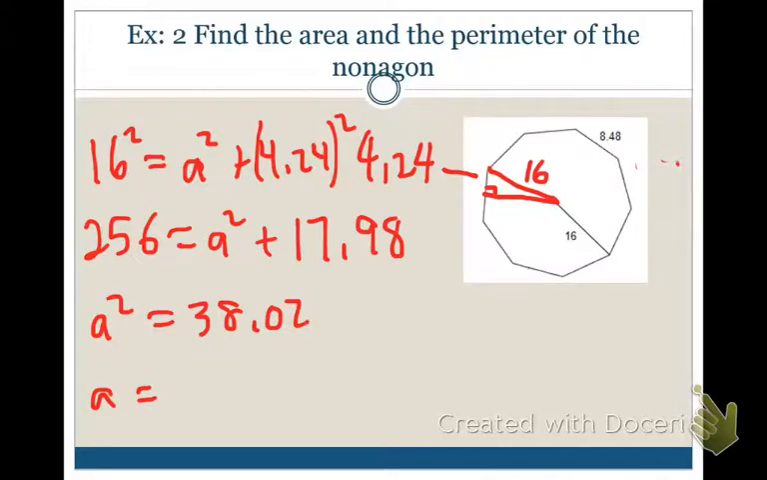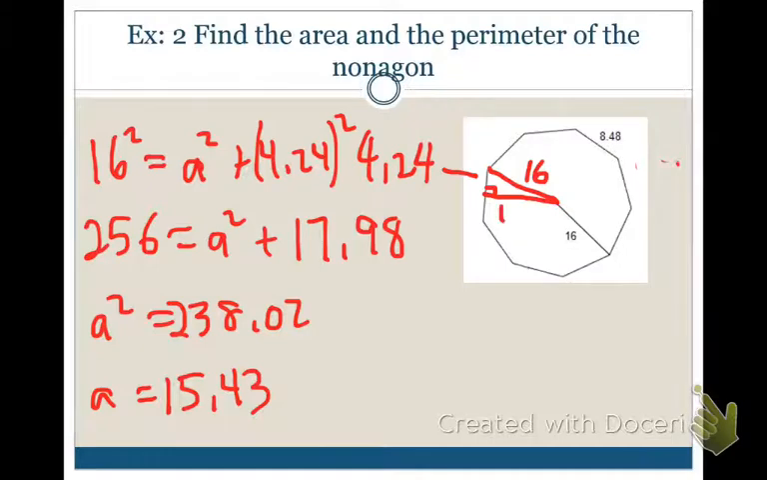Go for it, Gunnar. I need 250. What's that? I think it's supposed to be the square root of 238. Yeah, 238. Okay, you're right. Square root of 238.02. I got 15.43. Right, so the apothem is 15.43.